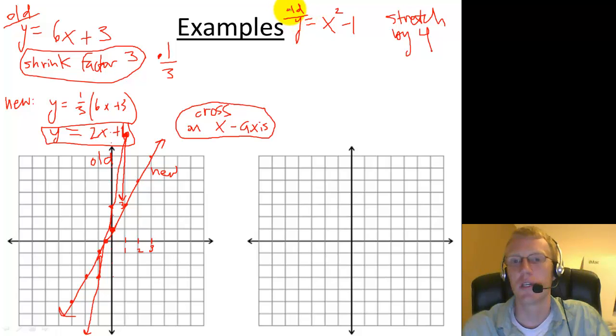Okay, so back over here. So that's our old one. Y equals x squared minus 1, and we're going to stretch by a factor of 4.